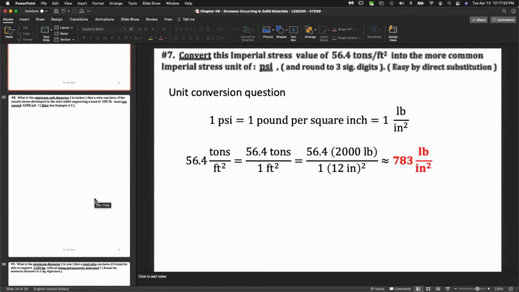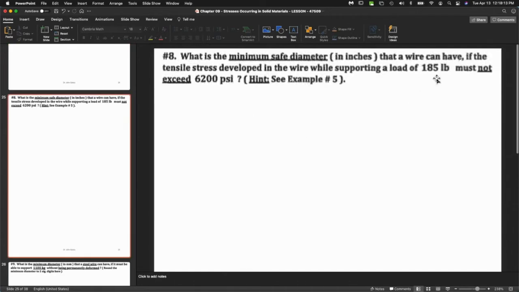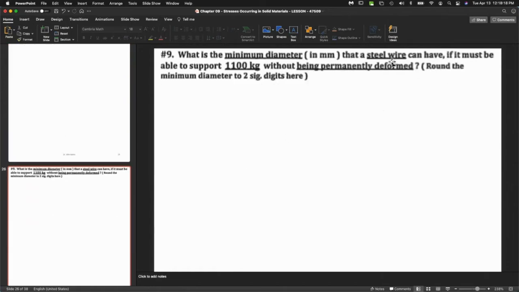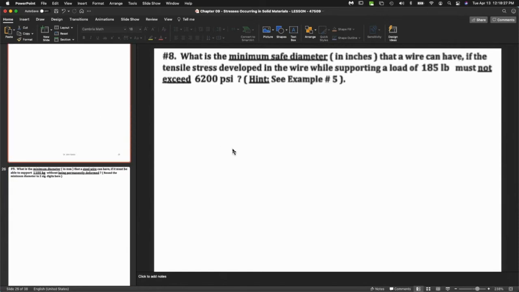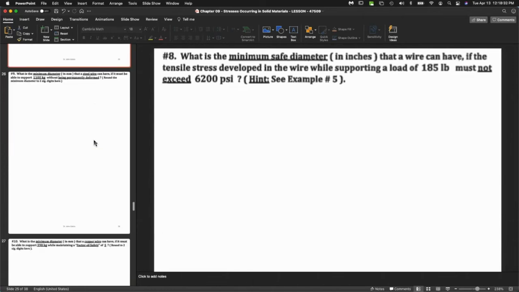Thank you. So I was just browsing through the slides. The next three questions involve wires and what is the safe or minimum diameter to support a weight. In the first case, we want to support a 185 pound object. In the second example, we want to do this with a steel wire and a mass of 1,100 kilograms. We can play with these questions very well. I think if we do both of them, it can only enhance your understanding, so we will do both of them.